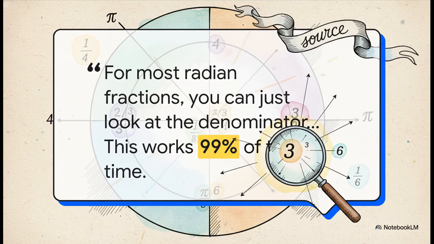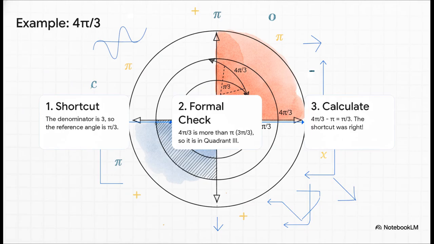Now what about radians? They always seem a little trickier, right? Well, check out this quote. It points to an awesome shortcut. For most of the radian fractions you'll see, you can just look at the denominator to figure out the reference angle. Seriously, it works like 99% of the time. Let's test it out on 4 pi over 3. Using the shortcut, we just look at the denominator. It's a 3, so our reference angle should be pi over 3. But let's check it the formal way, just to be sure. 4 pi over 3 is a little bigger than pi, which is 3 pi over 3, so that puts us in quadrant 3. The formula there is the angle minus pi. So 4 pi over 3 minus pi, yep, it gives us pi over 3. The shortcut worked like a charm.